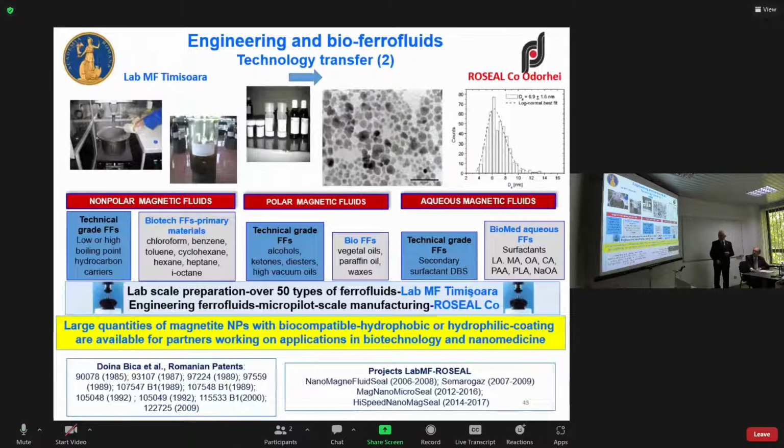And a lot of types of ferrofluids are produced in our lab, and a lot of them are produced by the Romanian Steel Corporation. So individual, singular magnetic nanoparticles are available on a relatively large scale. A lab scale procedure gives you 60 grams. The industrial one gives you even much more.